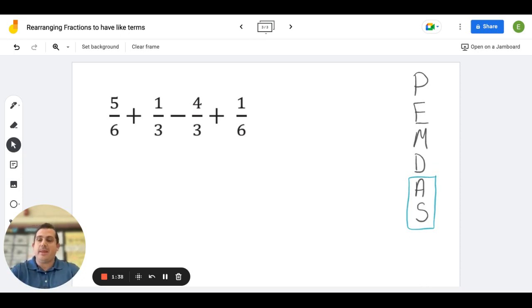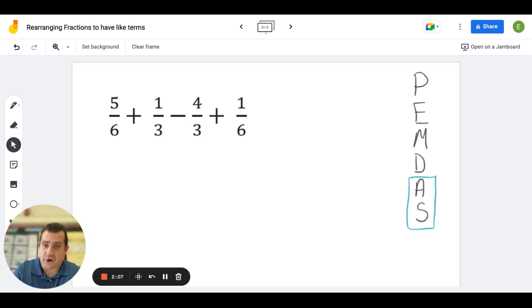Okay, so first thing here we have 5/6 plus 1/3 minus 4/3 plus 1/6. So let's not get overwhelmed when we see all of these fractions and we notice that we have different operations in here, right? We have addition and we have subtraction. So the first thing that we want to do is combine our like terms.